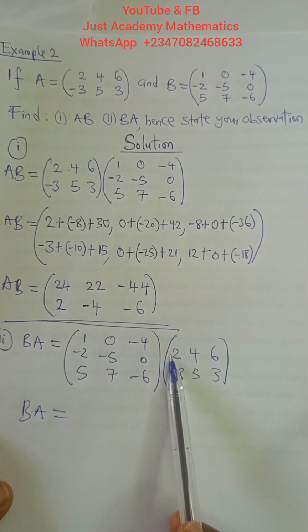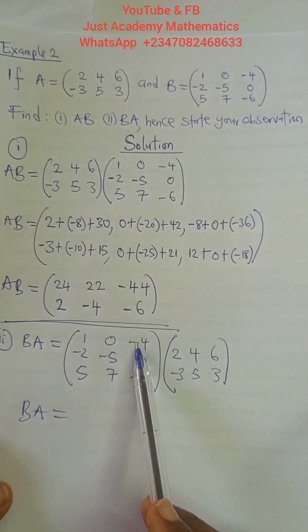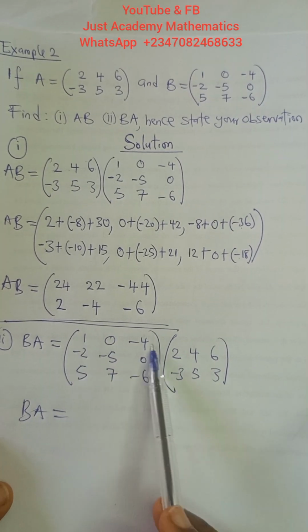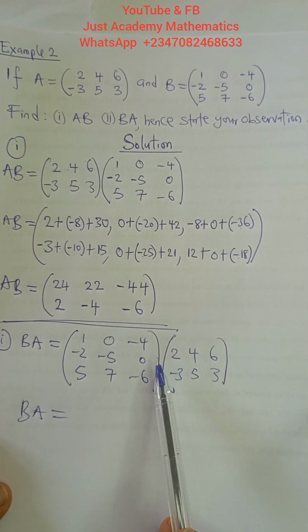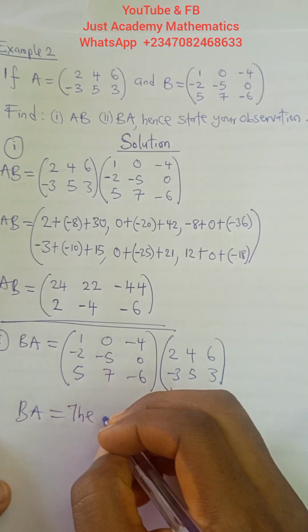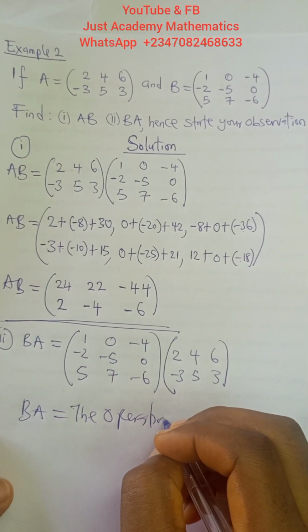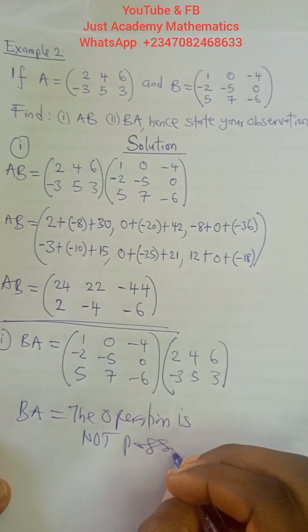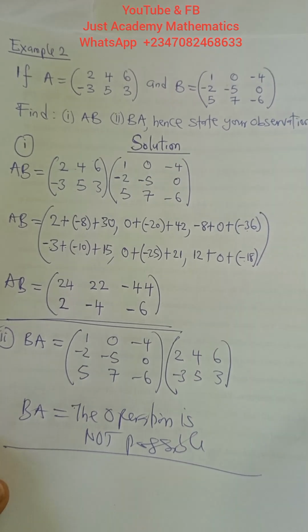Because 1 will multiply 2, 0 will multiply minus 3. What will this one multiply? Nothing. Since there are only 2 here, while there are 3 here, the operation is not possible. The operation is not what? It's not possible. That is the observation.